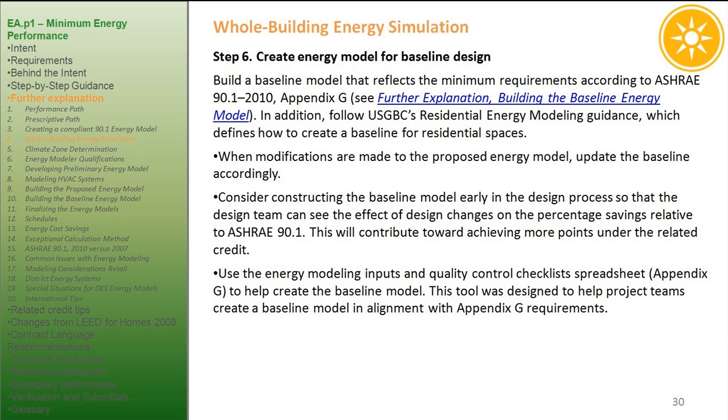Consider constructing the baseline model early in the design process so that the design team can see the effect of design changes on the percentage savings relative to ASHRAE 90.1. This will contribute toward achieving more points under the related credit. Use the Energy Modeling Inputs and Quality Control Checklist spreadsheet, Appendix G, to help create the baseline model. This tool was designed to help project teams create a baseline model in alignment with Appendix G requirements.